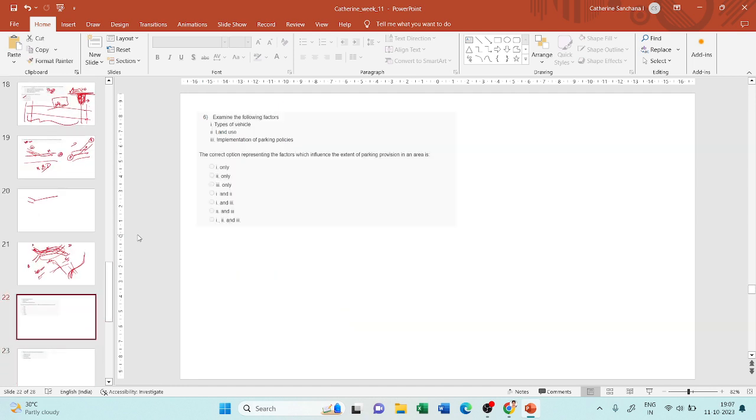Okay. Now moving on to the next question. Examine the following factors. The correct option representing the factors which influence the extent of parking provision in an area is what? So till the last question we were seeing about interchanges. Now we have come to design of parking facilities. Okay, guidelines for the design of parking facilities.